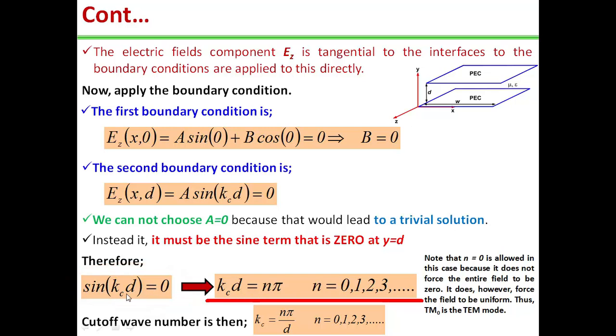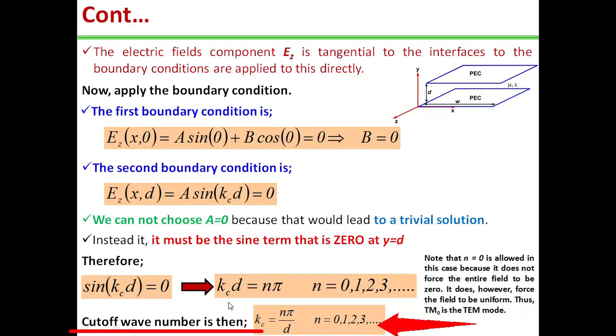To find the solution of this, we can write Kc d equal to n pi, where n varies as 0, 1, 2, 3 and so on. One important thing to note here is that n equal to 0 is allowed in this case because it does not force the entire field to be 0. It does, however, force the field to be uniform. Thus TM0 is the TEM mode in this case.